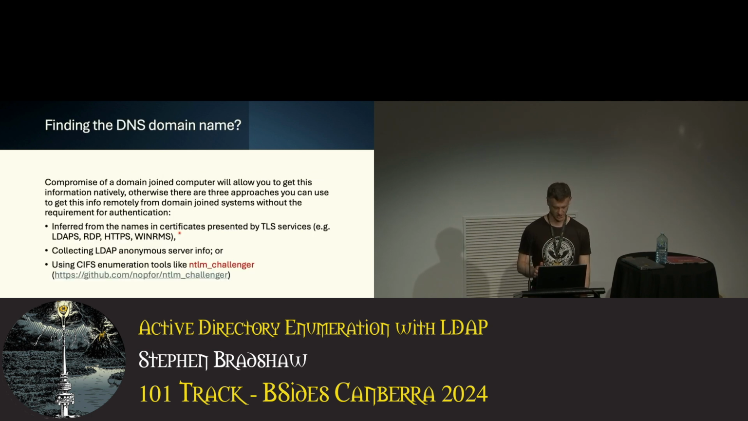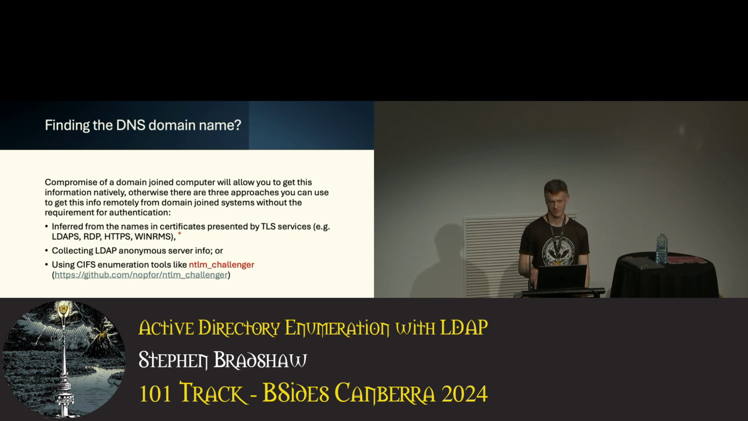Now, the question you might have at this point is, if you don't know the domain name, how can you go about identifying it? If you've gotten access to a network via compromising a Windows machine that's a member of the domain, then you can obviously get that locally from that particular machine. But if you haven't gotten access in that way, there's a couple of different approaches you can use.